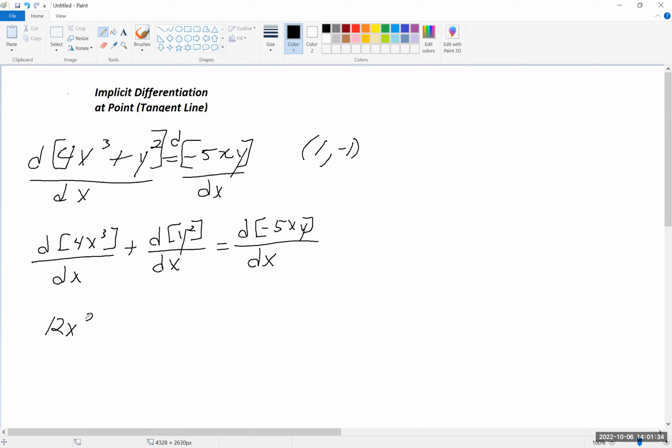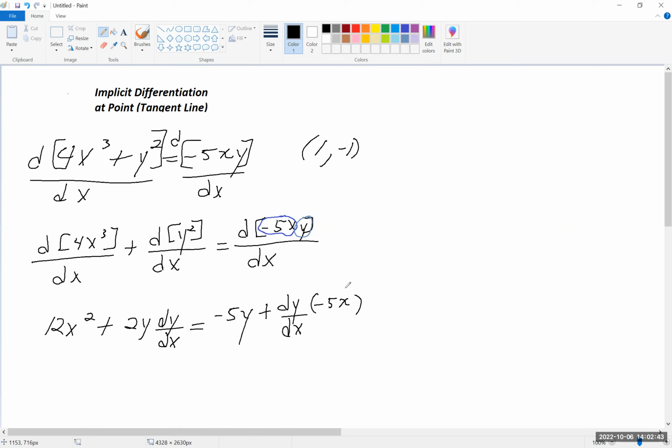So this is just 12x squared. Here we're going to use the chain rule. So first it's the power rule. And the chain rule means we take the derivative of the inside function with respect to x. Those are d's. And then on the other side, I'll have you notice that there is a product of two functions. So we're going to use the product rule on that side. So it's the derivative of the first function, leave the second function alone, plus the derivative of the second function, leave the first function alone.